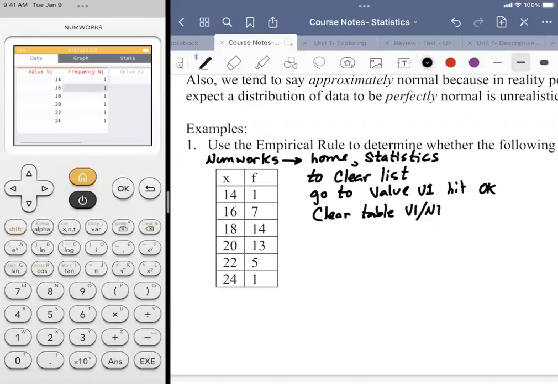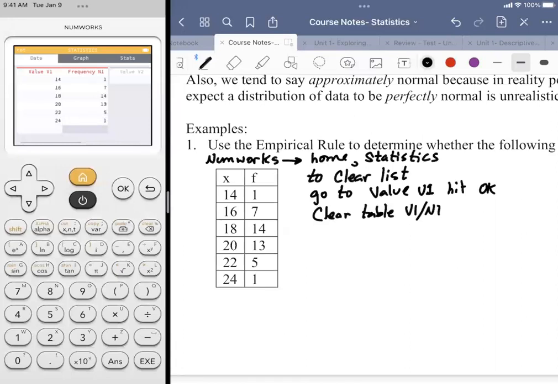So, well, the first one I want to show up once. The second one, I want to show up 7 times. So that 16 occurs 7 times. 18 occurs 14 times. 20 occurs 13 times. 22 occurs 5 times. And 24 only occurs once. All right, so I can leave that one alone. All right, so I have my data in.